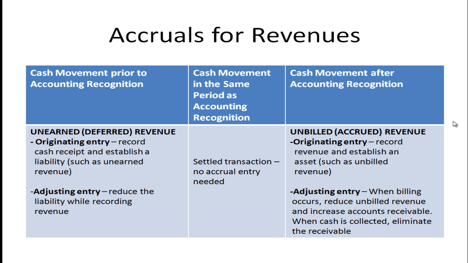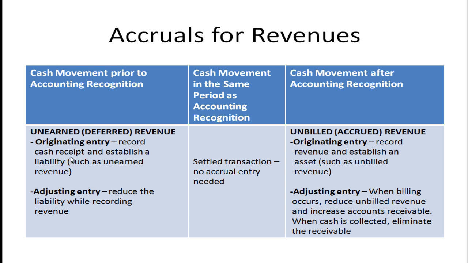So let's take a look at a little table here. All right, we have three considerations here. Let's look at the first column. This is the case where the cash movement occurs prior to the accounting recognition. So this is the case, for example, where we have an unearned or a deferred revenue. Someone gets paid, they get the cash ahead of time, but we haven't recognized the revenues. We've received the revenues, but we can't actually recognize them. They're not earned yet.